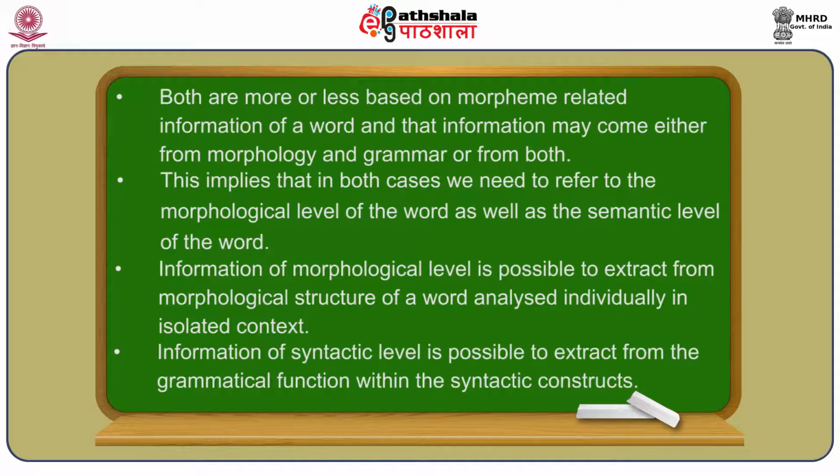information of syntactic level is possible to extract from the grammatical function within the syntactic construction. So in the case of POS tagging, syntactic information is available only from the syntax, only from the sentence where the word has occurred. So while the first function is carried out at the morphological analyzer, the second function is carried out in the case of POS tagger. How do we find that morphological analyzer and POS tagger are two different things? Let me give you some examples from Bangla.